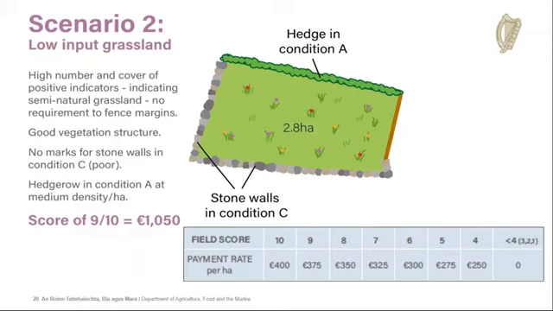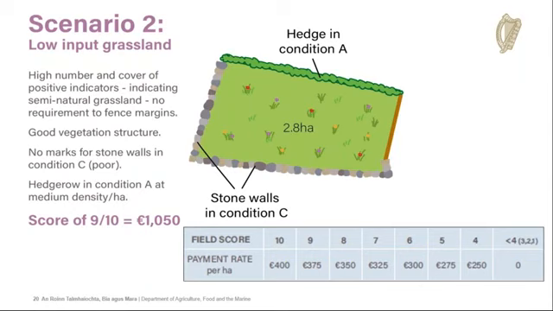In those circumstances, there is no requirement to fence off the margins, because the fields at the boundary edges are going to be of the same quality as they are throughout the field. And the farmer will receive the full marks for having the field margins in place, but there's no requirement to fence them off. There's good vegetation structure in there too.